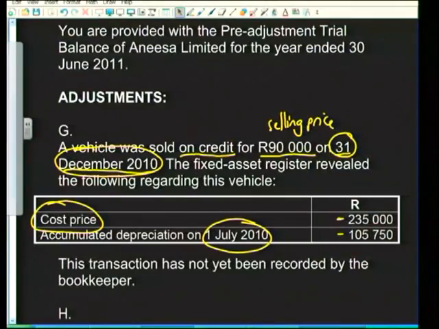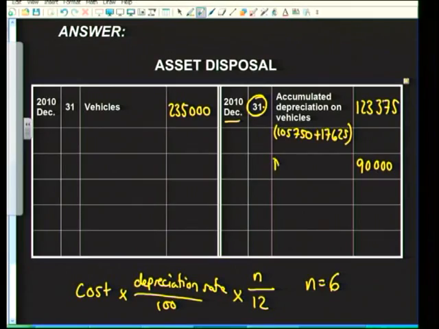Now, there could be a number of different things that you'd write in the details column, depending on whether you've sold this asset for cash or whether you've sold it on credit. In this case, we have sold it on credit. There it tells us that we have sold it on credit. So what that means is that we cannot write bank in this account. Instead, we have to write debtors control, because we always write debtors control when we are selling a vehicle or a piece of equipment on credit.